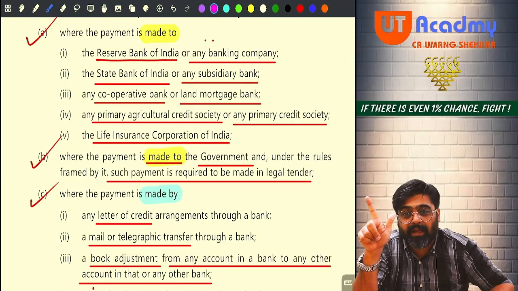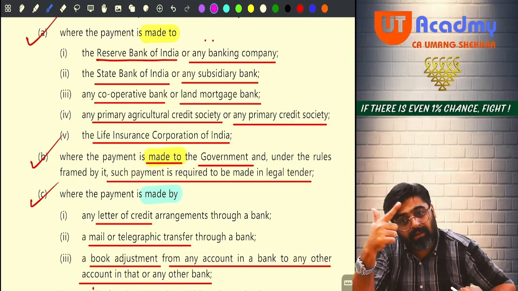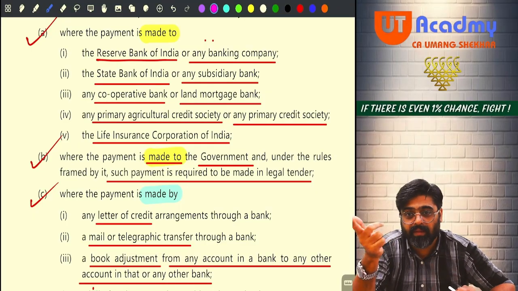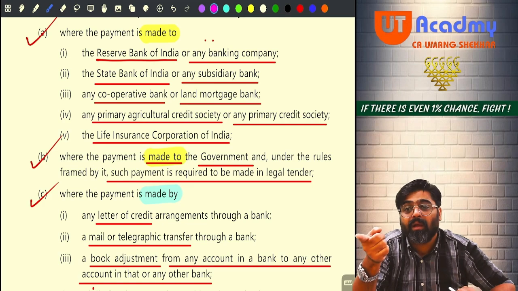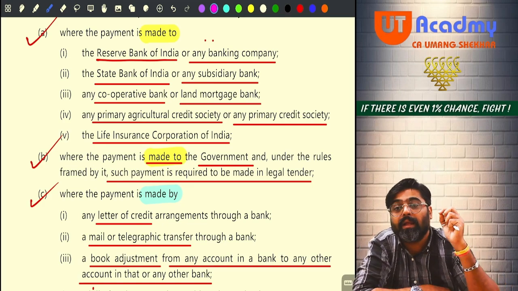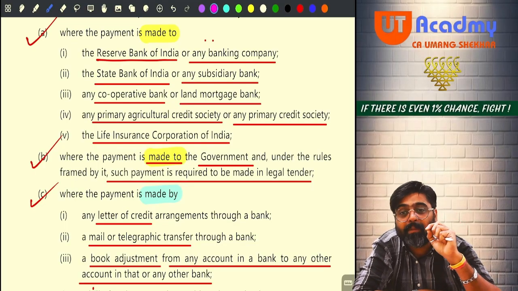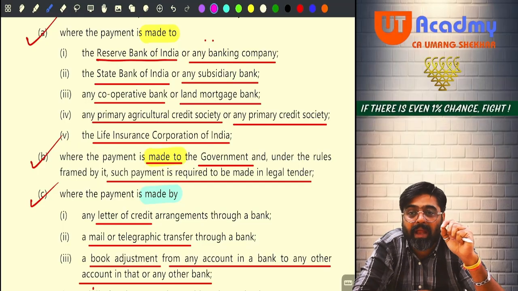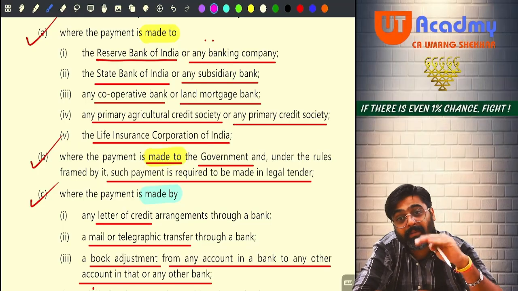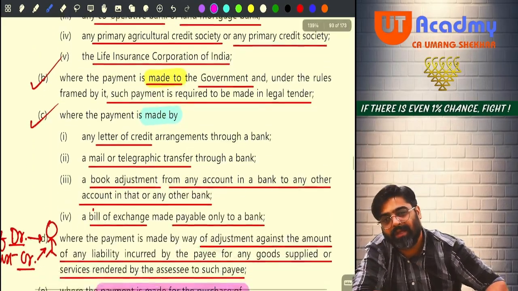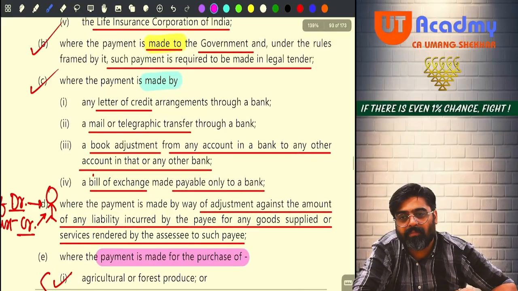RBI or any banking company, any bank or RBI or SBI or any subsidiary of SBI. Then any cooperative bank or any land mortgage bank or any primary credit agricultural society or any primary credit society, or the payment is made to LIC of India. Okay. So see, now you are making payment to government, second part.